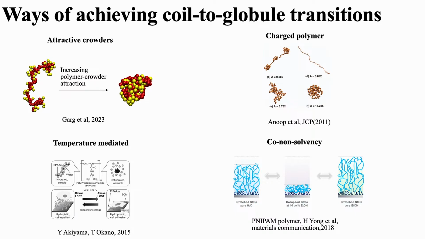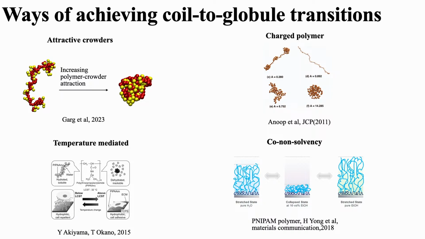So I'm mentioning a few of them. One of the ways could be changing the solvent condition from good solvent to poor solvent. It will go from extended to collapse. Also, one of the studies we have done earlier is in the presence of attractive crowders. So if a polymer is in the presence of attractive crowders only. Crowder, I am using a very generic term, which can be anything other than polymers.